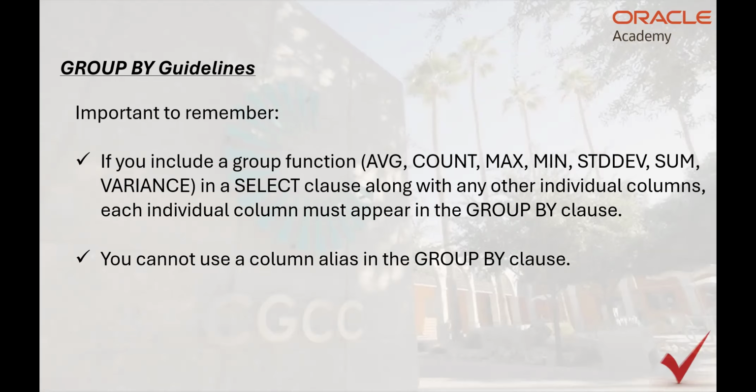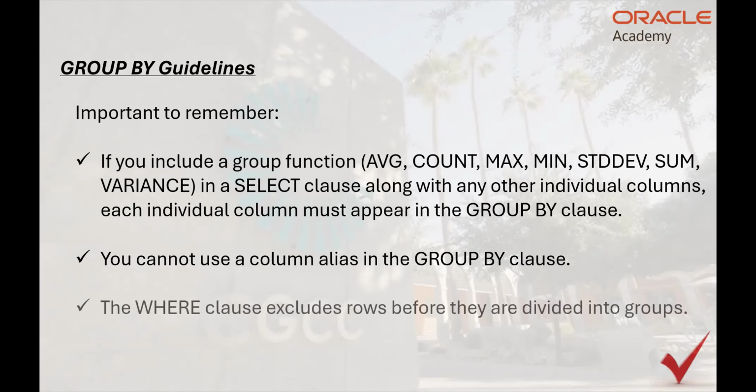You cannot use column aliases in the group by clause. Basically, it has to be the column name. The where clause excludes rows before they're divided into groups. So remember, they exclude rows before. Essentially, the where clause appears before you group, because we're going to create a subset. Those three guidelines are probably the ones that will give you the most issues, but if you remember these, you shouldn't have any issues.